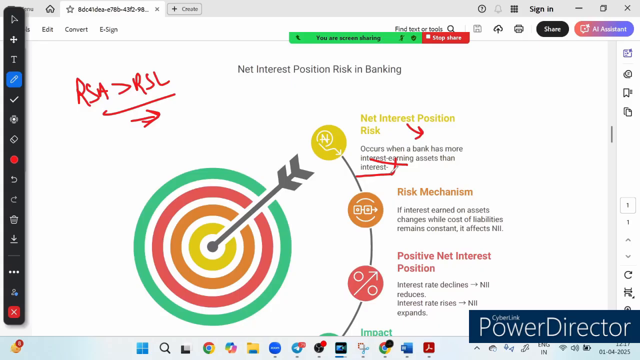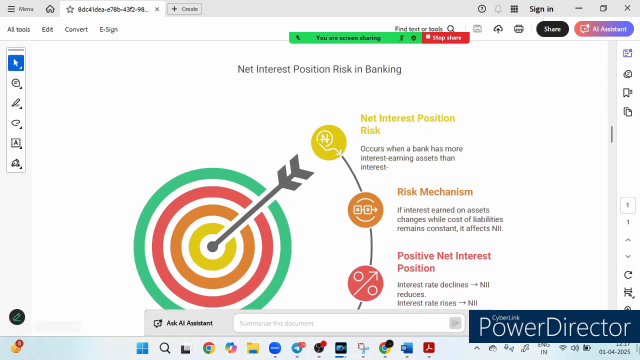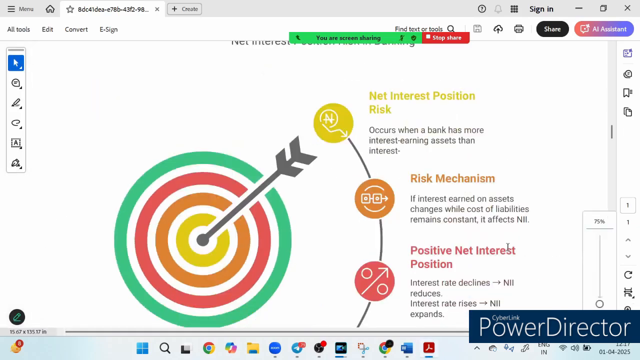So basically, if the interest earned on assets changes while the cost of liabilities remains constant, it affects our NII, net interest income. This mismatch in interest movement can impact the net interest income either positively or negatively. Let's look at two cases: first, when it positively impacts, and second, when it negatively impacts.